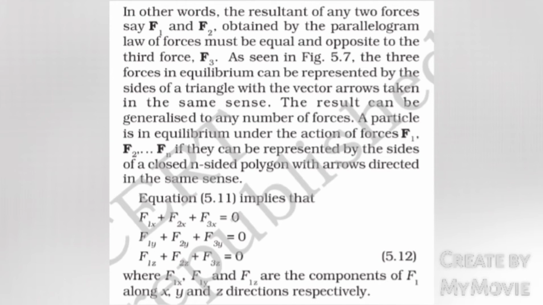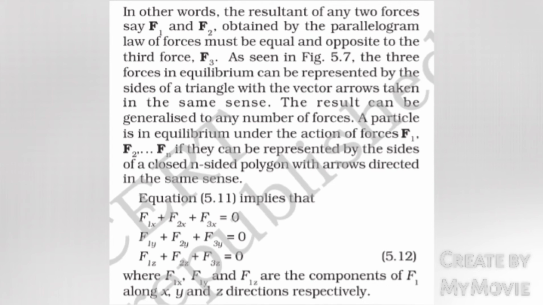As seen in figure 5.7, the three forces in equilibrium can be represented by the sides of a triangle with the vector arrows taken in the same sense. The result can be generalized to any number of forces. A particle is in equilibrium under the action of forces F1, F2 till Fn if they can be represented by the sides of a closed n-sided polygon with arrows directed in the same sense.